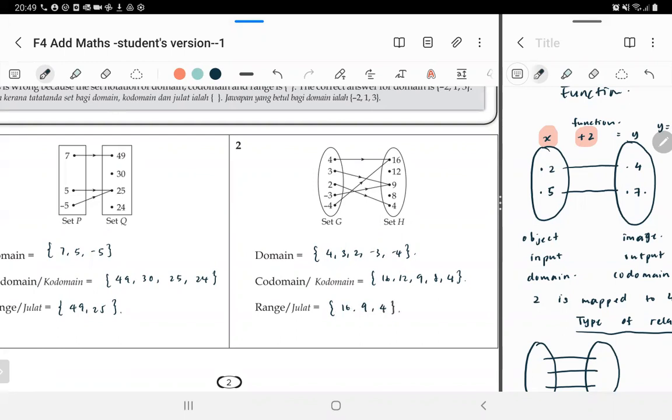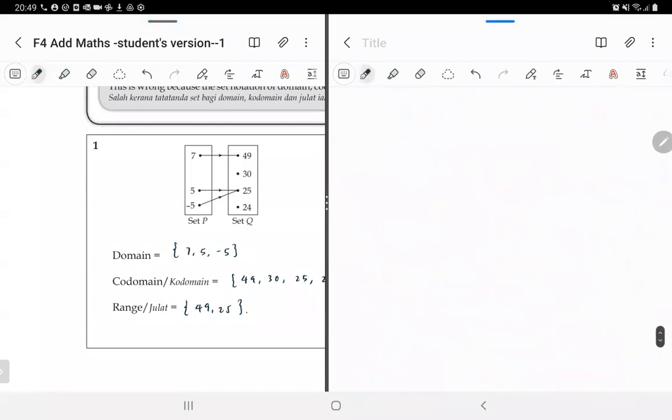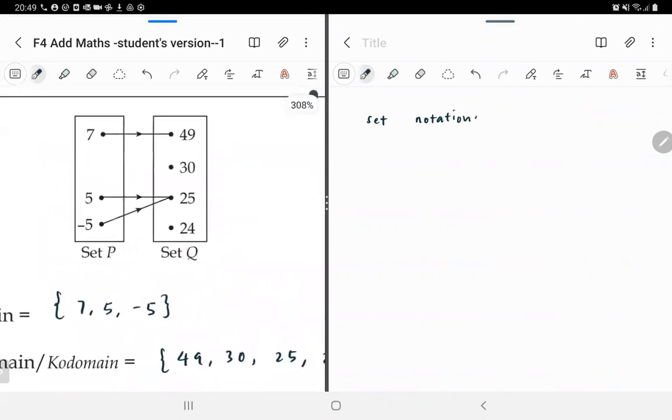Okay? Just now I said you have different ways to represent your items, right? We learned already the 2 circles like this one. We can actually map our object and the image by using different methods. Next one, we call it set notation. Set notation means we write them in pairs. For example, 7 maps to 49, right? So in set notation, we write it this way: open the twisting bracket, and then bracket 7, 49.